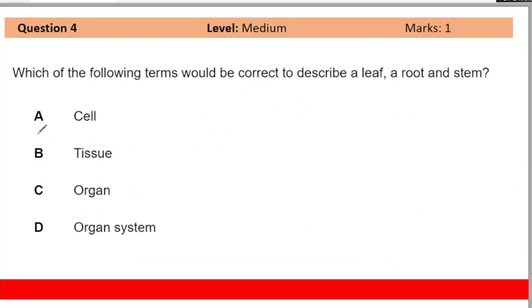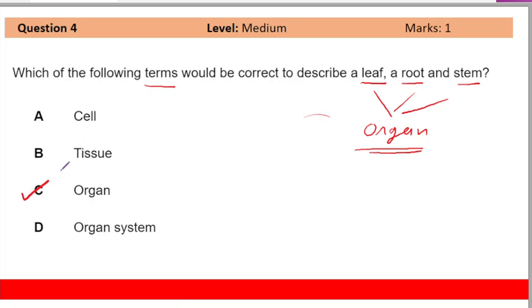Question number 4. Which of the following terms would be correct to describe a leaf, root, and stem? So here we have to see the level of organisation. So these all, leaf, root, and stem, all represent the organ level of organisation, right? So they all are organs because they are made up of tissues.